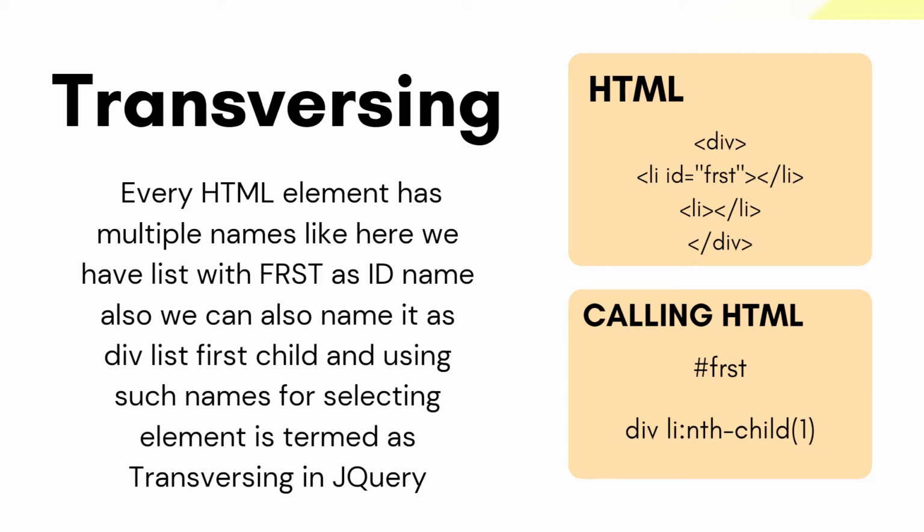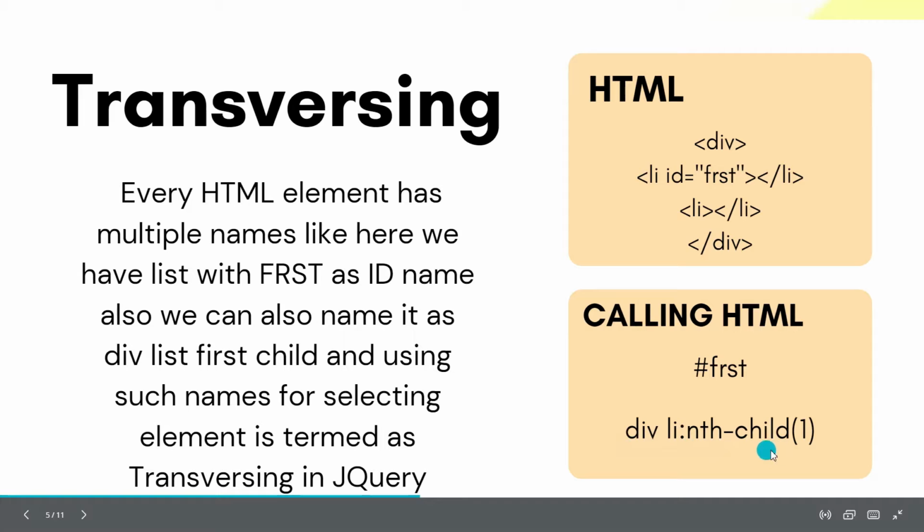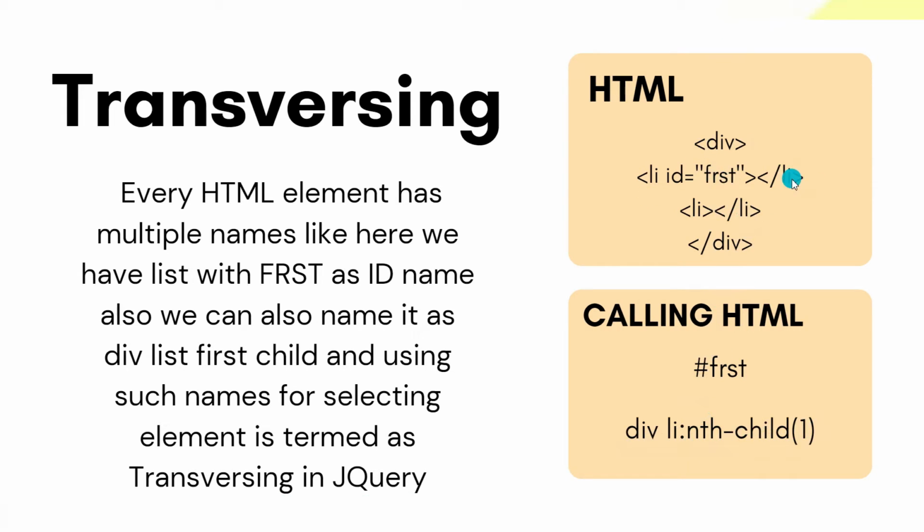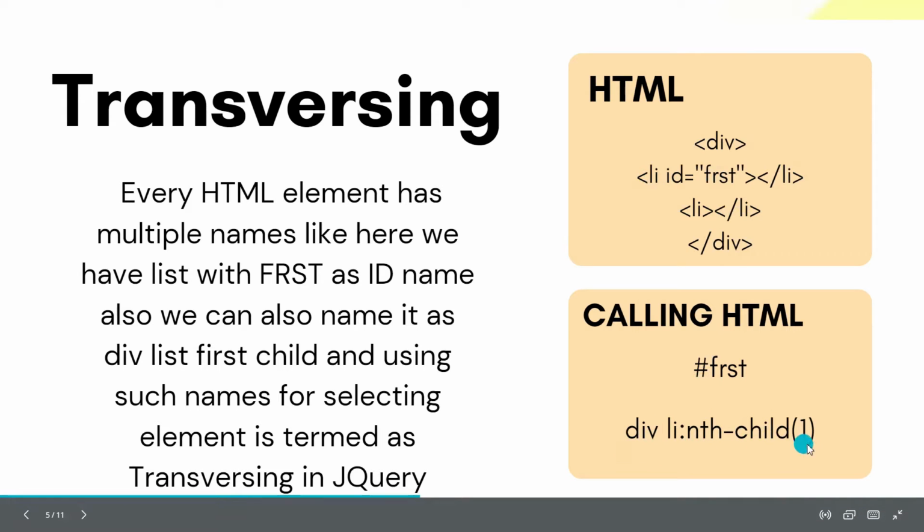Like that, every HTML element has multiple names, and here we have an example. Here we have a div, under which we have lists, and id equal to first, and we have two lists under the div. If I want to call the list which is the first one, I can call it directly using #first, or I can also call it using div li:first-child. Means under the div we want a list which is the first one. And this is also correct.